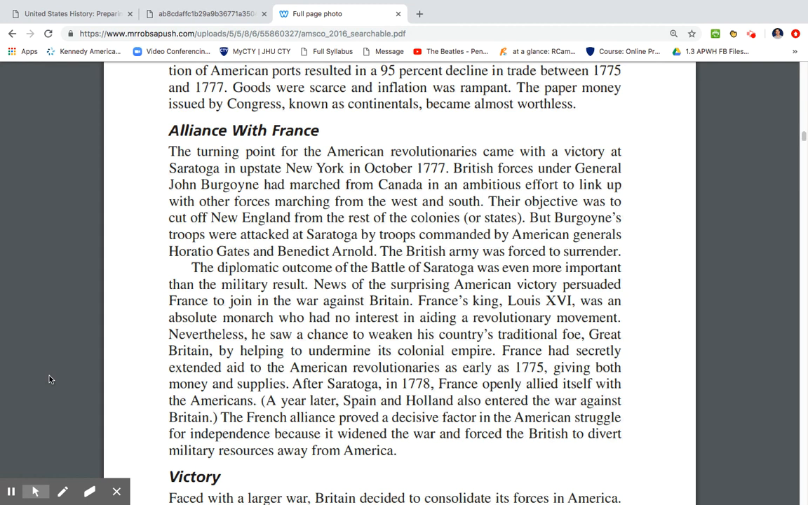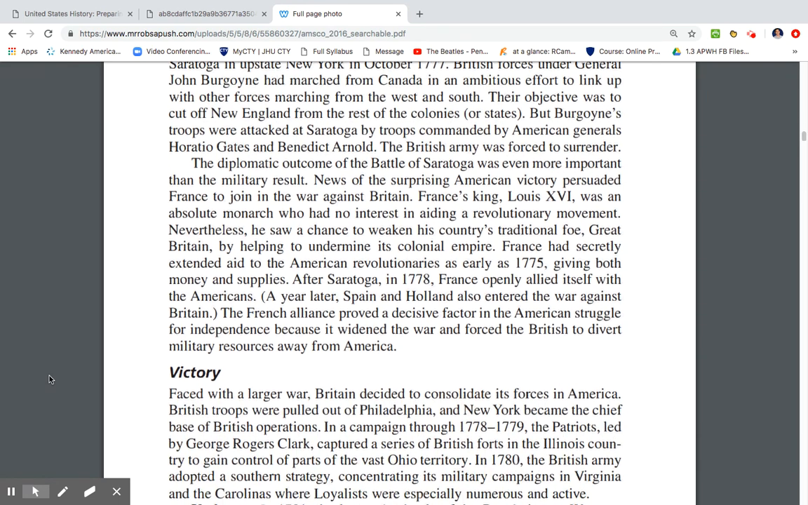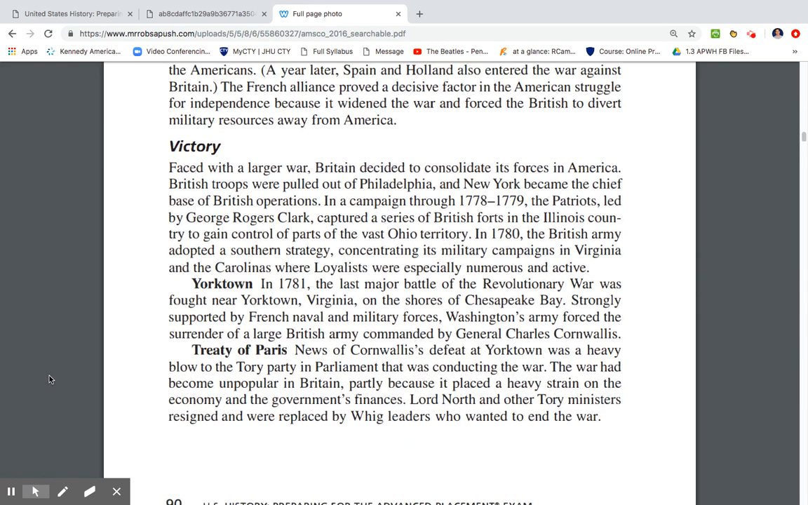So the Battle of Saratoga was very important because King Louis the 15th goes ahead and provides aid, more important, naval aid, the Navy, to America, which is able to push back the British. Spain and Holland contribute as well, right? But this is a huge reason why we are victorious. Faced with the larger war, Britain decided to consolidate its forces in America. British troops were pulled out of Philly, and New York became the chief base of British operations.